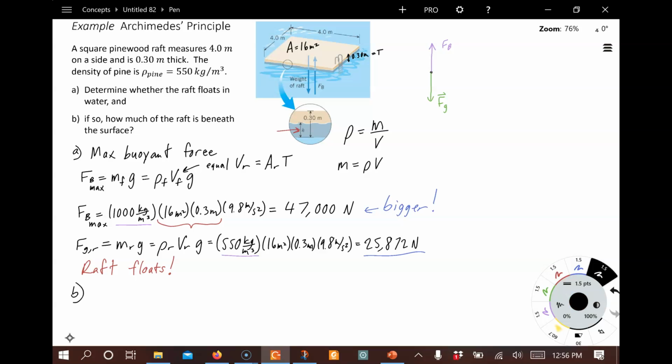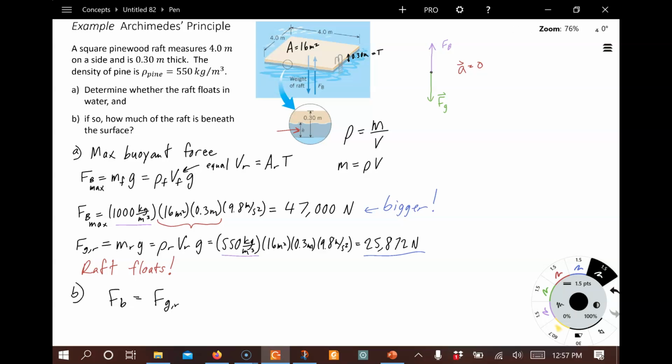And in this case, we're going to be looking at our free body diagram, right? Again, acceleration here is 0. These forces are balanced. We can set them equal. And so the buoyant force is going to be equal to the gravitational force. These two are equal. So we can start like this. Buoyant force is equal to Fg, right? Note this is not the max buoyant force. That's much bigger than Fg for the raft.